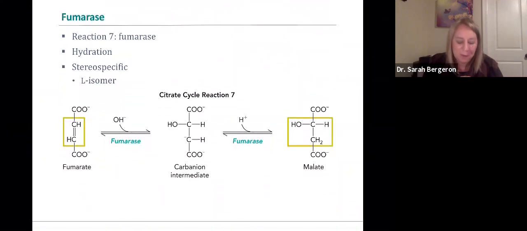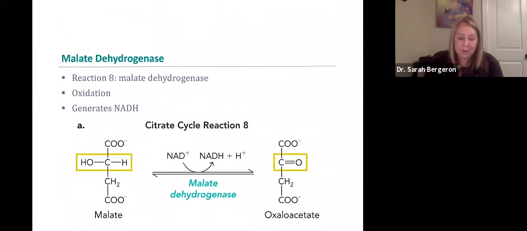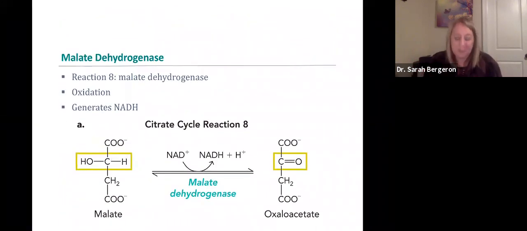So once we make fumarate, what we're going to have is a hydration reaction. And in that hydration reaction, we're going to convert fumarate to malate. Now, it's actually a 2-step reaction. And so in this process, we're going to end up with a carbanion intermediate. And in this reaction, we're actually going to produce the L isomer of malate. Usually we're producing D, but in this case, we're producing L. It's kind of interesting.